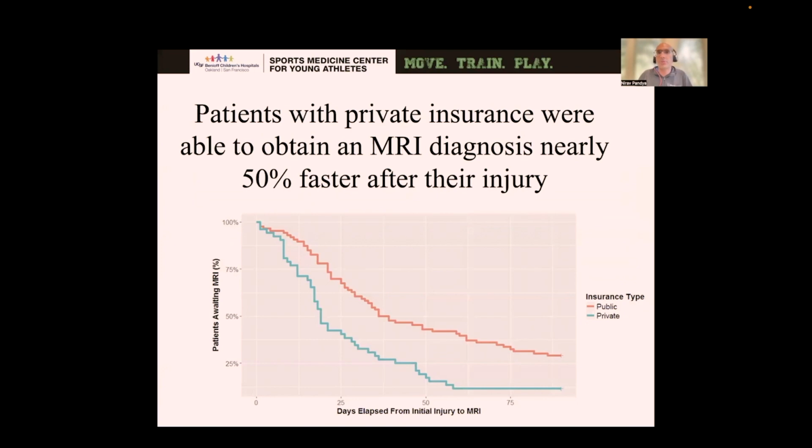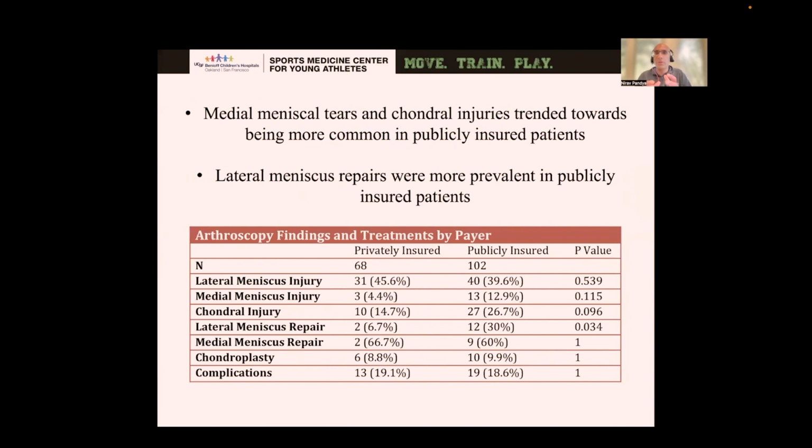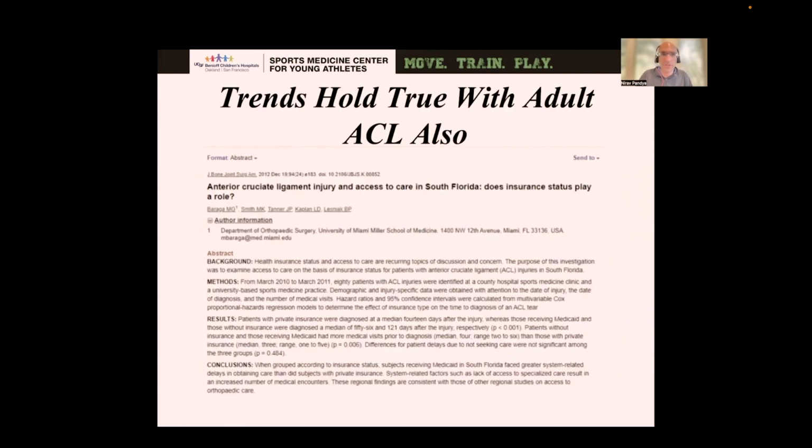We found that patients with private insurance were more able to obtain their MRI diagnosis nearly 50% faster after the injury. The time from injury to ACL reconstruction was approximately 1 month shorter for privately insured patients. And when we looked at these patients clinically, we found that medial meniscus tears and condyle injuries trended towards being more common in publicly insured patients, and lateral meniscus repairs were more prevalent in publicly insured patients.